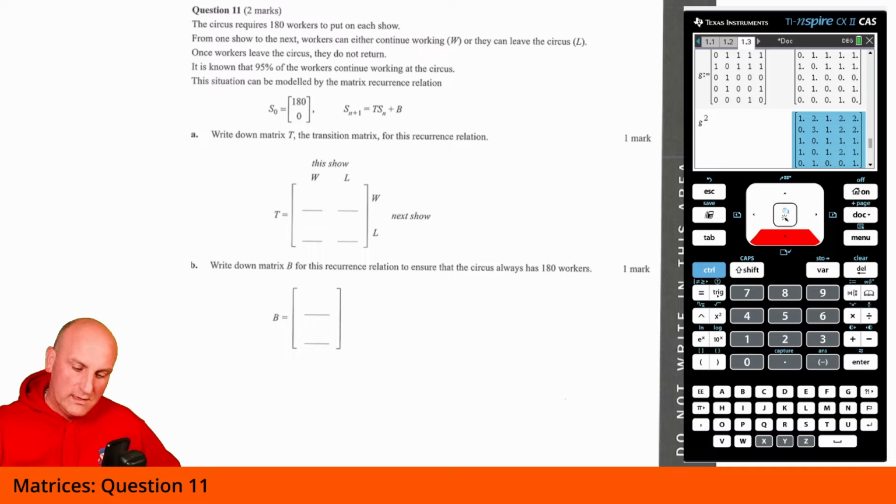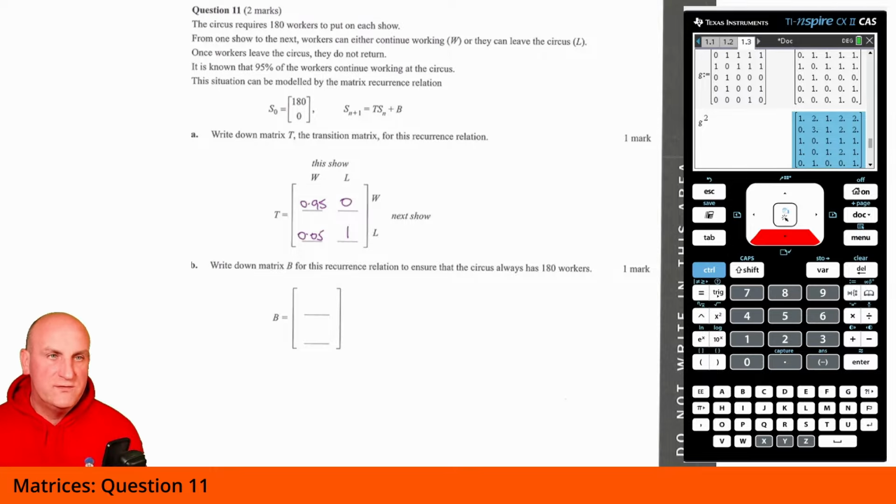So let's do this first one here. All right, it's working and stays working. Well, it said 95%. So that's going to be 0.95. We know that the columns of these things add to 1, so it gets 0.05. It says once they leave, no one comes back. So once they leave, that must mean that becomes a 0 there.